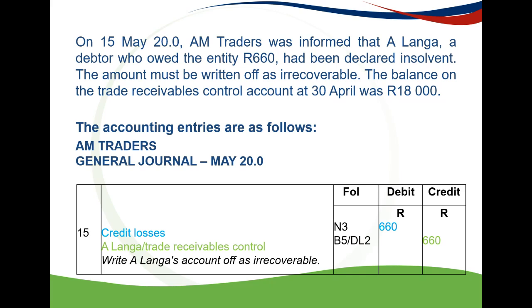So remember, our debtor and our trade receivables control account, these balances are debit balances, because we said debtors are current assets, and assets have debit balances. So to write it off, we must then credit them. Therefore, the debtors account and the trade receivables control account will be credited with 660 Rand.